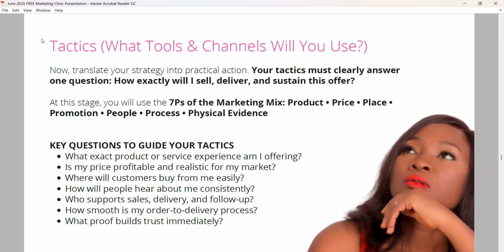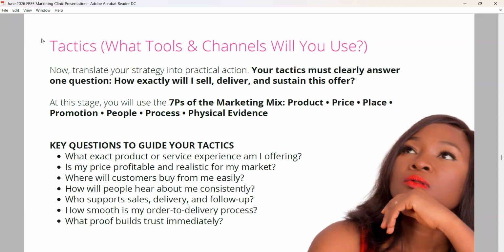So for tactics, this is where you begin to talk about tools. This is where business owners jump to without foundation. We look at tools, we look at channels that you will use to sell your chosen product or service. This is where you translate your strategy into practical action, what you will do every day, every week, every month. All right? Your tactics must clearly answer one question.